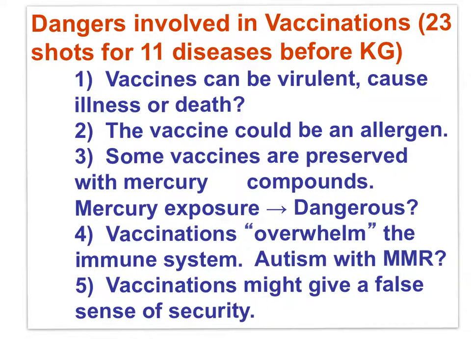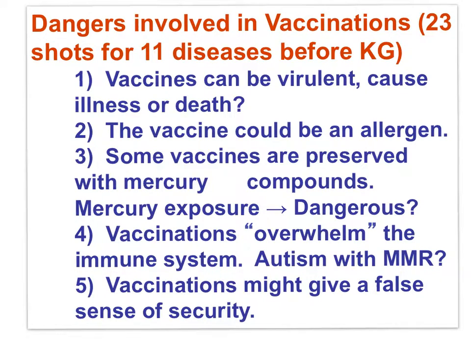The dangers of vaccination could be that vaccines are virulent, cause illness, possibly death. The vaccine could be an allergen. Some vaccines are preserved with mercury compounds, and the mercury exposure could be dangerous. Vaccinations might overwhelm the immune system.